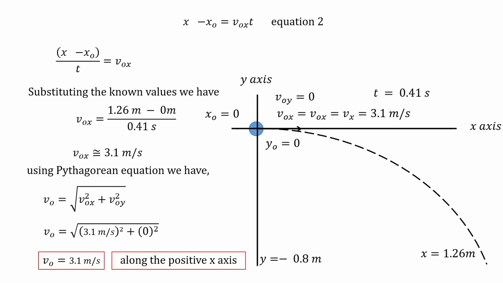We then substitute the known values after rewriting equation 2. We see that the initial x component is about 3 meters per second. Using the Pythagorean theorem, we see that the initial velocity is about 3.1 meters per second also. This is due to the fact that the projectile is launched with only an x component. So the initial velocity is given as 3.1 meters per second along the positive x-axis.